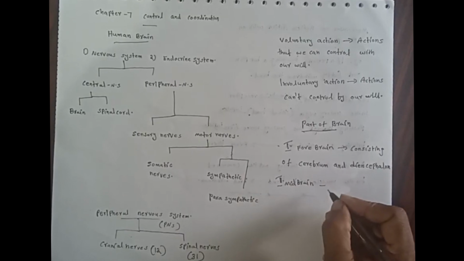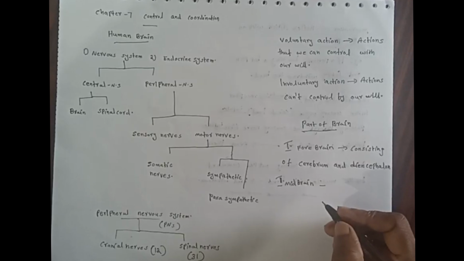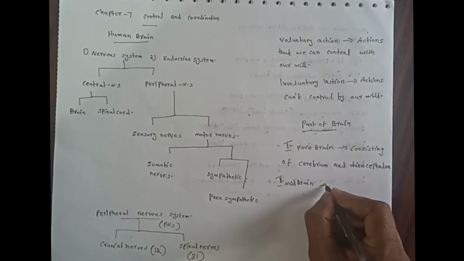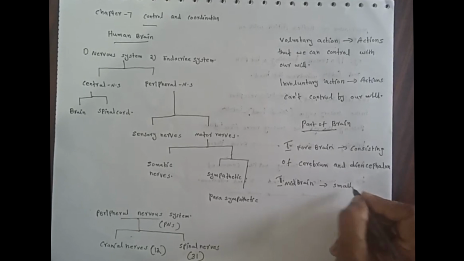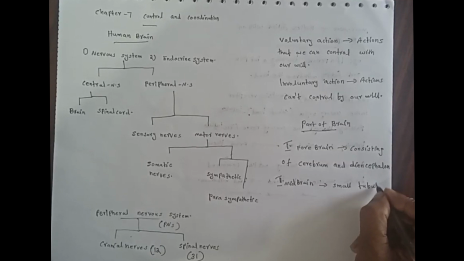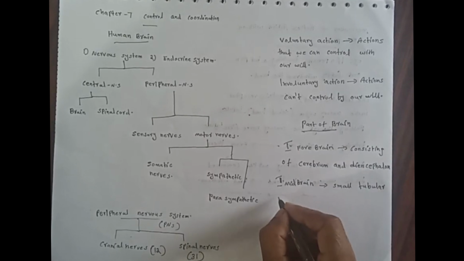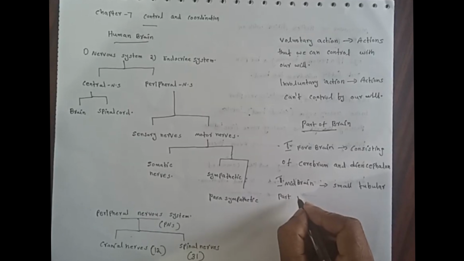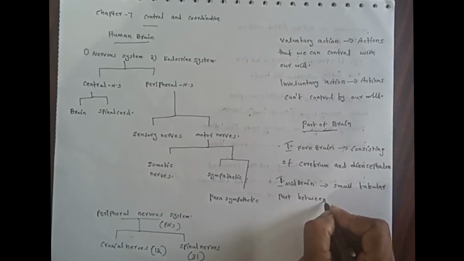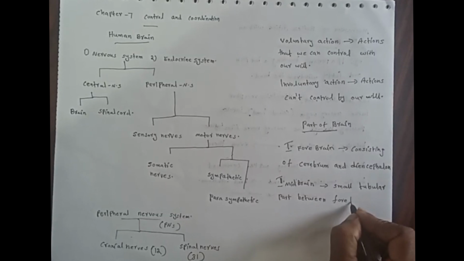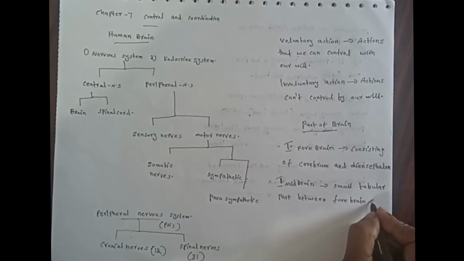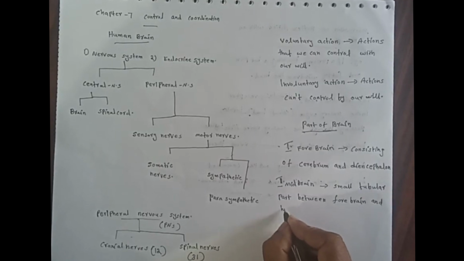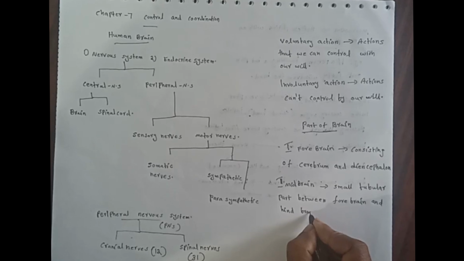The second part, midbrain. Midbrain is a small tubular part between forebrain and hindbrain.